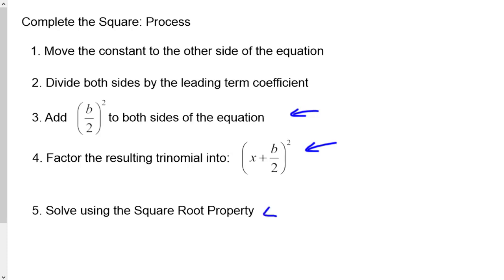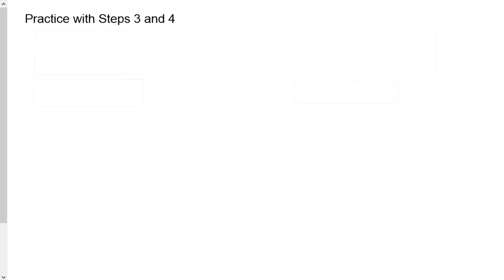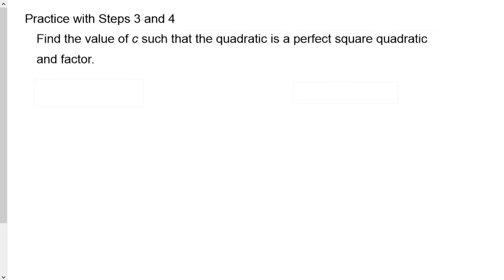And when you get down here, we saw that solving problems using the square root property wasn't all that difficult. So as long as you get used to this and practice this method, it can solve pretty advanced polynomials rather easily. So let's practice with steps 3 and 4 before we go forward, though. That's usually where students get stuck.